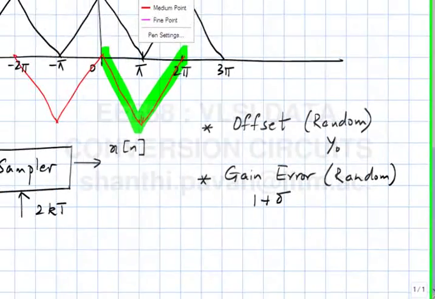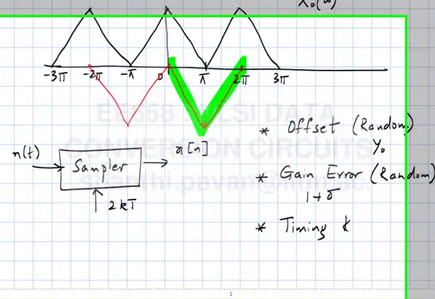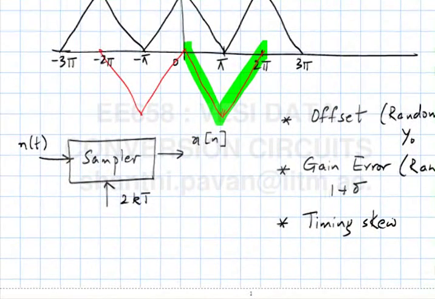The third thing is timing skew. This is also random in the sense that instead of sampling at 2kT in our particular example, it samples at some 2kT plus T0, and T0 is also not known.